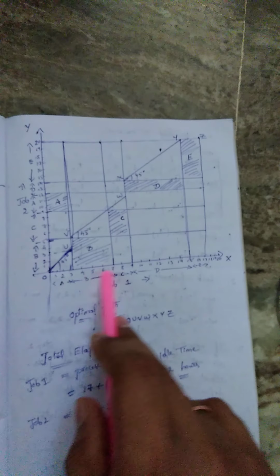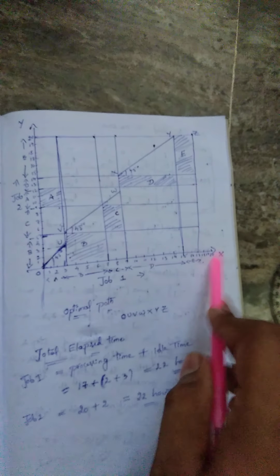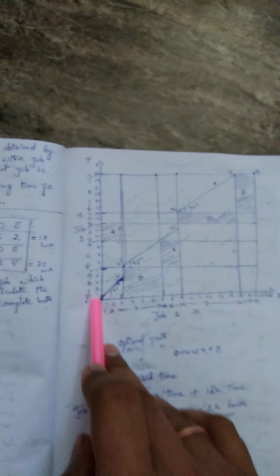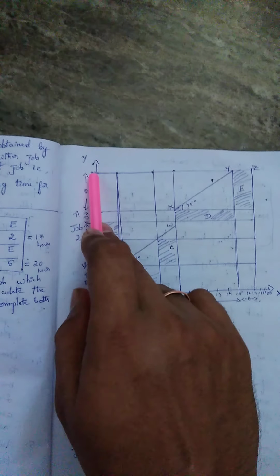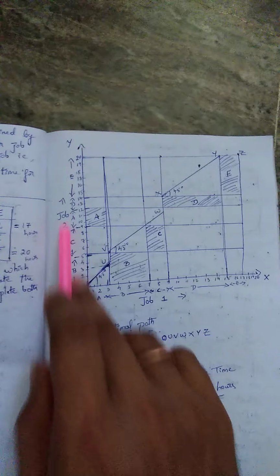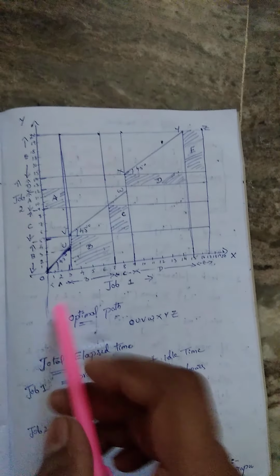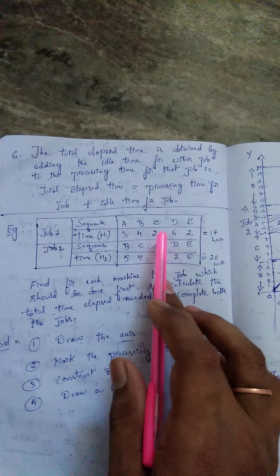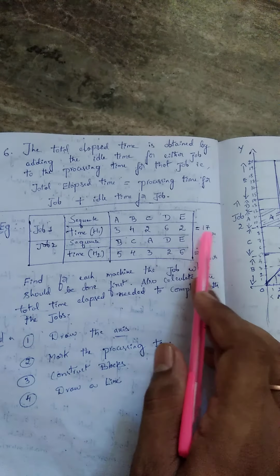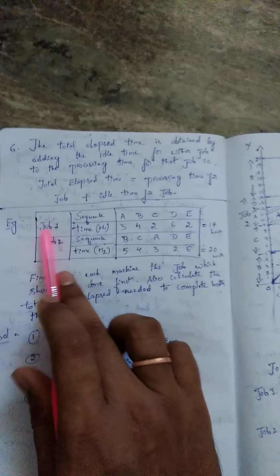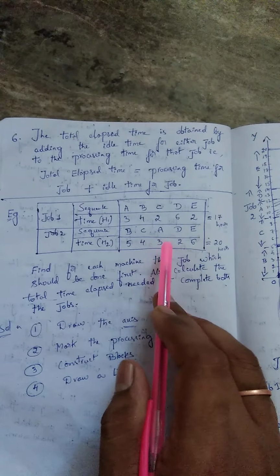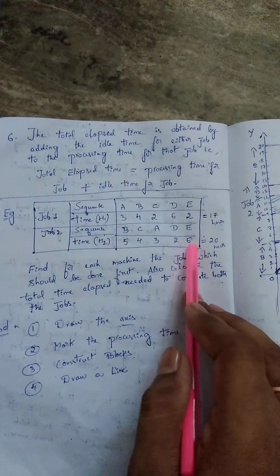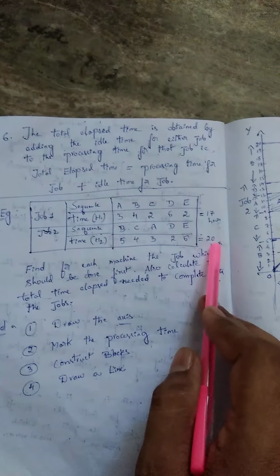Going 1, 2, 3, 4, 5, 6 up to 20, we mention the job 1 timings on the x-axis, and here also 1, 2, 3 up to 20 for the job 2 timings. Later we add the sum of timings of job 1: 3 plus 4 plus 2 plus 6 plus 2, how many hours? 17 hours for job 1. And 5 plus 4 plus 3 plus 2 plus 6, how many hours? 20 hours for job 2.